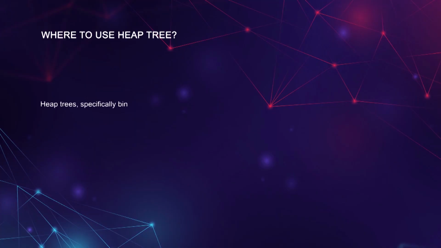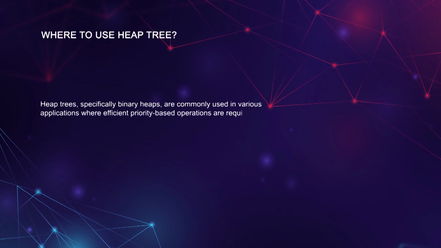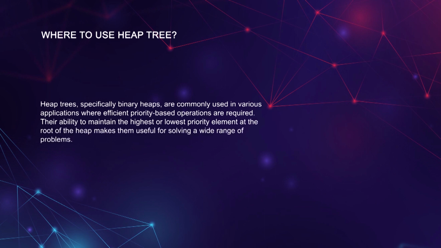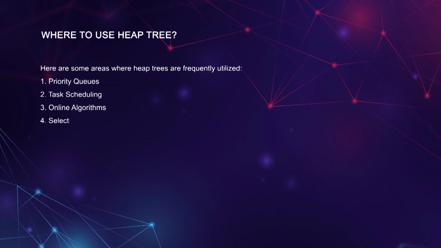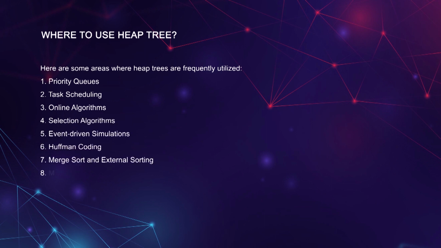The heap tree data structure, especially binary heaps, is commonly used in various applications where efficient priority-based operations are required. Their ability to maintain the highest or lowest priority element at the root of the heap makes them useful for solving a wide range of problems. Here are some areas where heap trees are frequently utilized. The first area is the priority queue. Heap trees are the foundation for implementing priority queues.